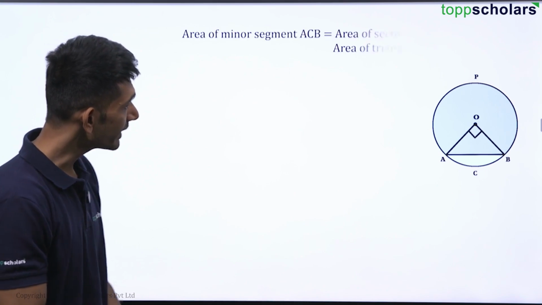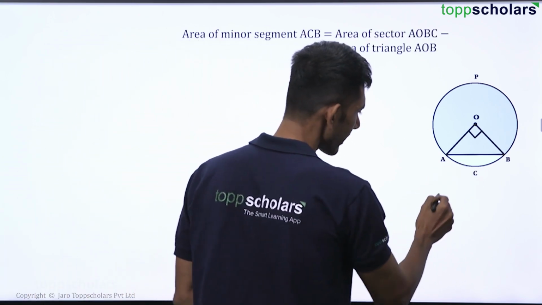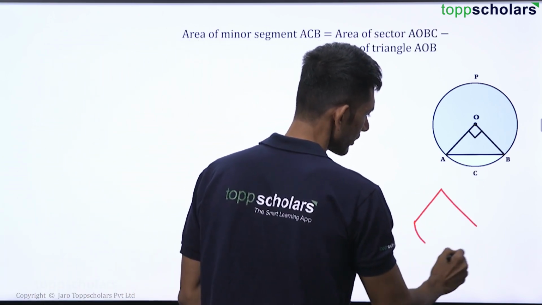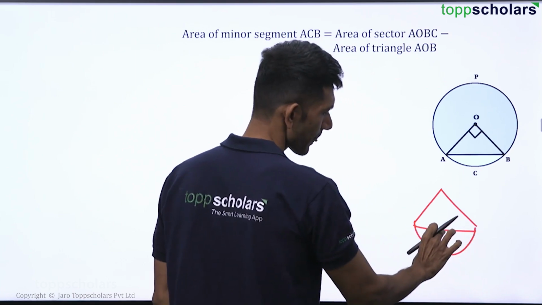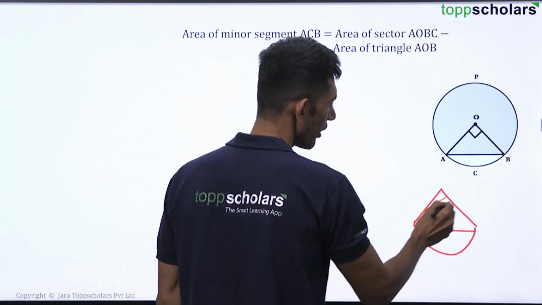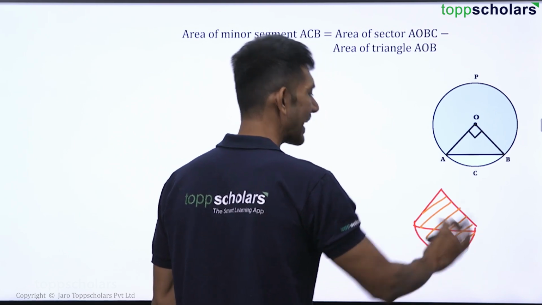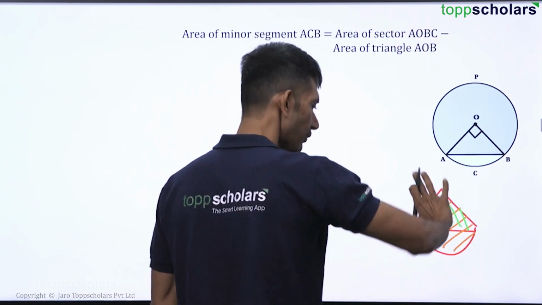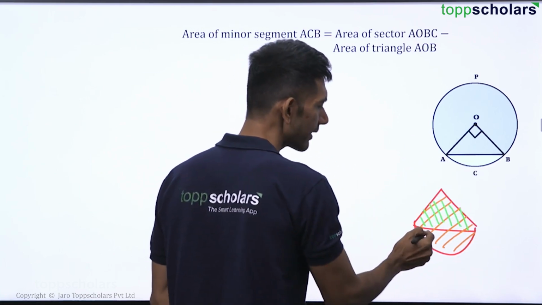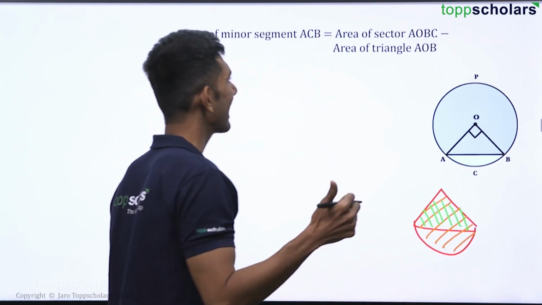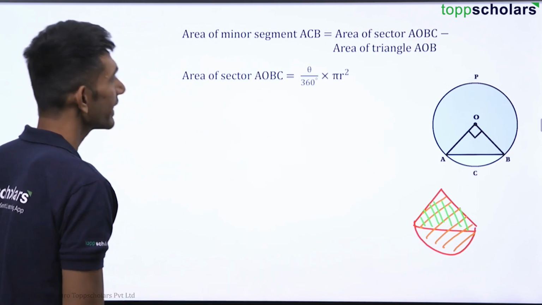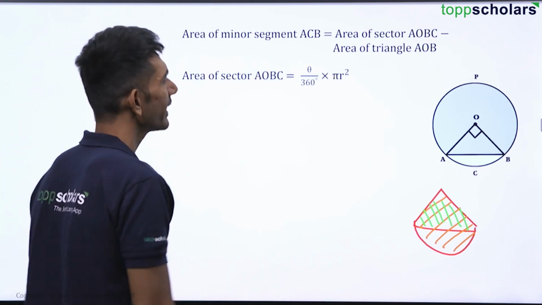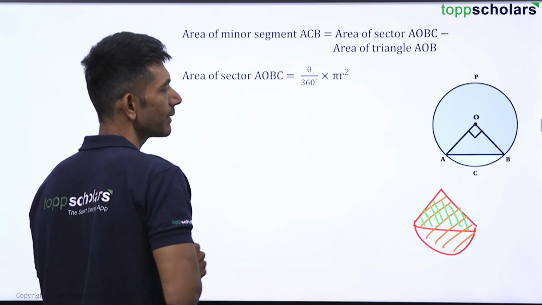Now firstly let us find out area of the minor segment. Now how do we find out this area? This area is the area of entire sector, and then you just remove the triangle. So from the entire sector, if I remove the triangle, I get the lower part. That is exactly what I'll do. So what is area of sector? Theta by 360 into pi r square.